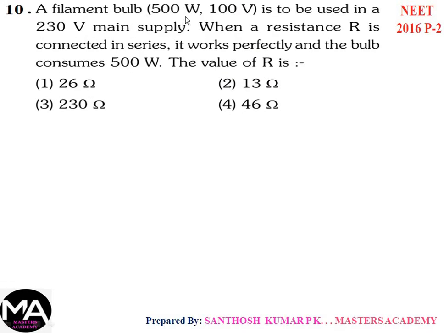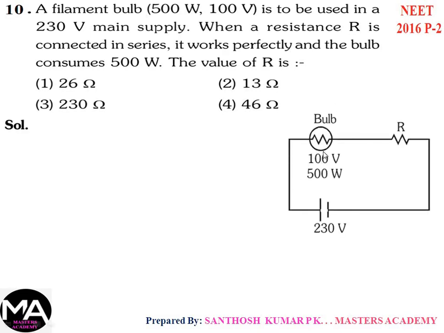A filament bulb 500 watt and 100 volt is to be used in a 230 volt main supply. When a resistance R is connected in series, it works perfectly and the bulb consumes 500 watt. The value of R is. So let us consider a bulb of 100 volt and 500 watt. It is connected in series with a resistance. It is connected to a 230 volt supply.